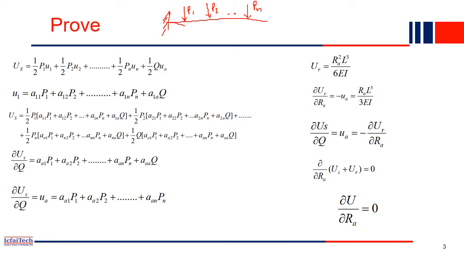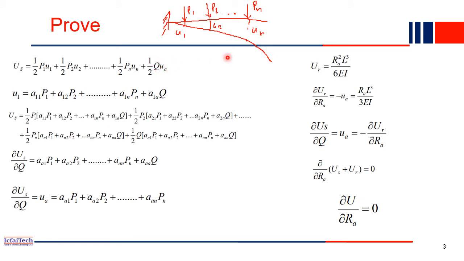Because of this, deflection happens. The deflection here is u1, deflection here is u2, deflection here is un. So this is our main original figure. The total strain energy due to P1, P2, Pn will be what? Total work done will be half into force into displacement. So the force is P1 into u1. This is the first part, plus, because of the second load, half into P2 into u2. Like that, all the forces we have to add.